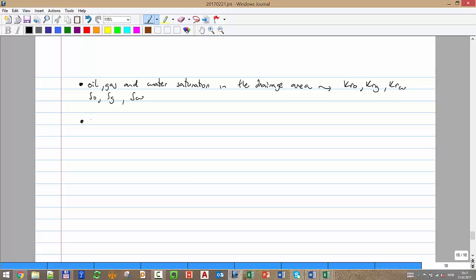Then another thing that it takes into account is the oil, gas, and water saturation in the drainage area, S_o, S_g, and S_w. Why? Because that defines the relative permeability of the oil, the gas, and the water, how easily the phases can flow through the formation. Then another thing that the IPR captures is restricted flow towards the wellbore.